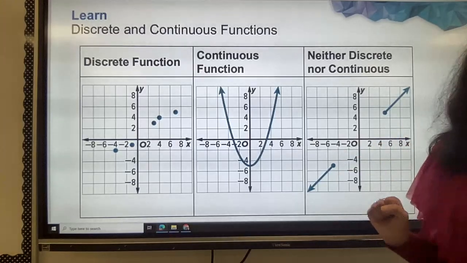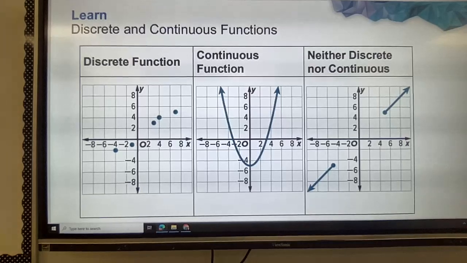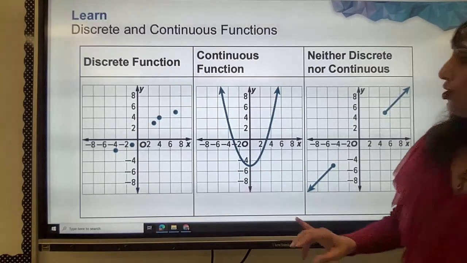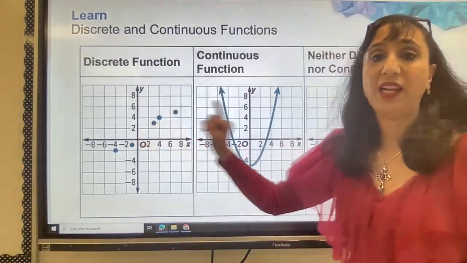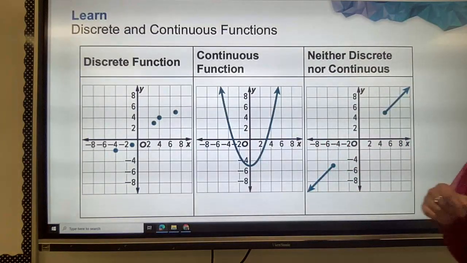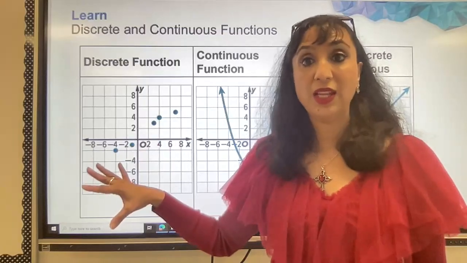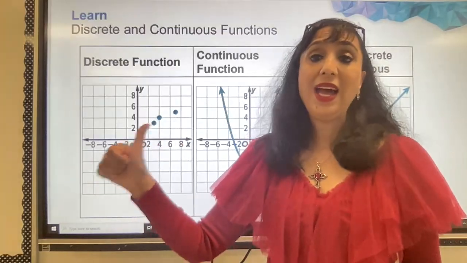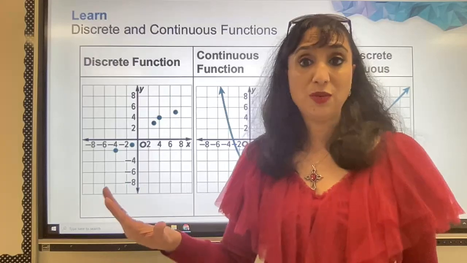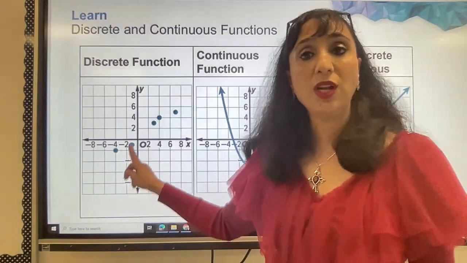Just looking at this. All right. Now, when I look at a discrete function, we have the domain, which is the x. This is going to be a set of individual values. And the range is also going to be a set of individual values. So the x and the y are both going to be your set of individual values.